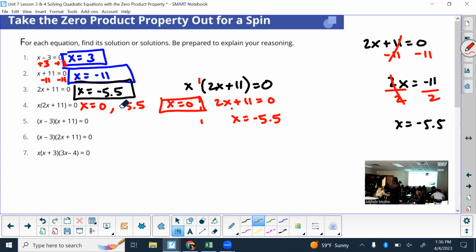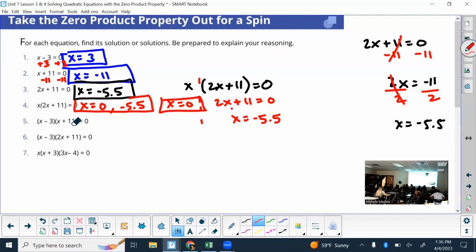You should have had 2 answers for that one because either one of them could be 0. You don't know which one for sure, but if I plug those values into the x, then they both give me an answer of 0. Does that make sense? So that can save you some time by remembering your zero product property.